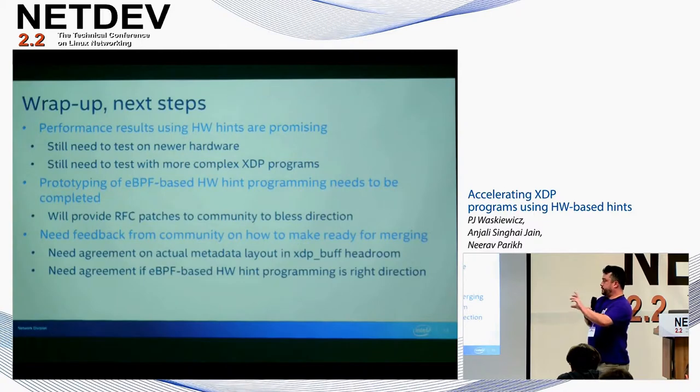And then the next two pieces are the things that I think everyone here is more interested in. Start providing some prototypes of what we've been coming up with as RFC patches, both the hardware hint programming model that Anjali just described. That's going to be a pretty big lift since it touches the whole toolchain from LLVM down through the kernel. But in order to have a meaningful discussion, I think we have to provide some code. And then the last one is, yes, we need to figure out how this metadata is going to look and how we pass it back and forth in the XDP buff.